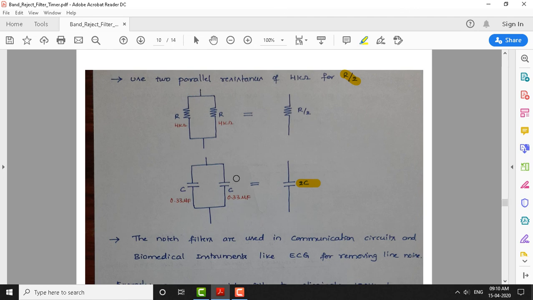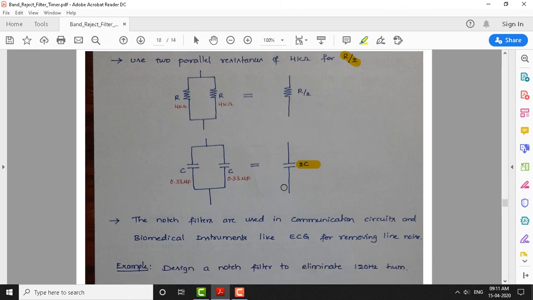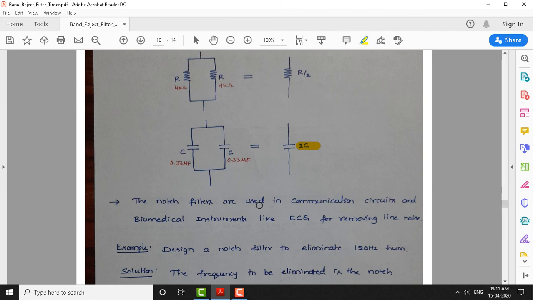We'll see this when we solve a problem and work out an example, so we can explain these concepts once again. The notch filters are used in communication circuits and biomedical instrumentation, like the ECG instrument, that uses this notch filter especially to remove the line noise.